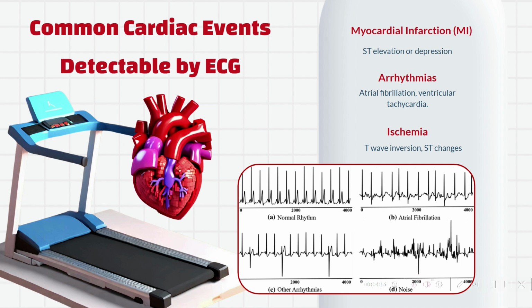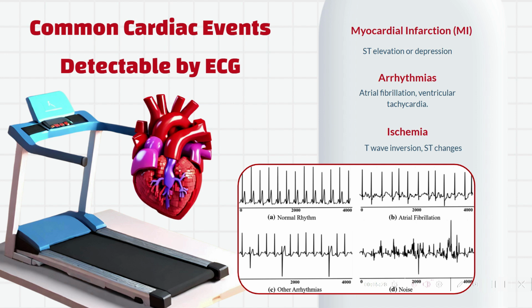ECGs are also crucial for identifying cardiac arrhythmias or abnormal heart rhythms. Atrial fibrillation, or AFib, is a common arrhythmia characterized by an irregular rhythm and the absence of a distinct P wave, resulting from chaotic electrical activity in the atria. This condition increases the risk of stroke and heart failure if left untreated.